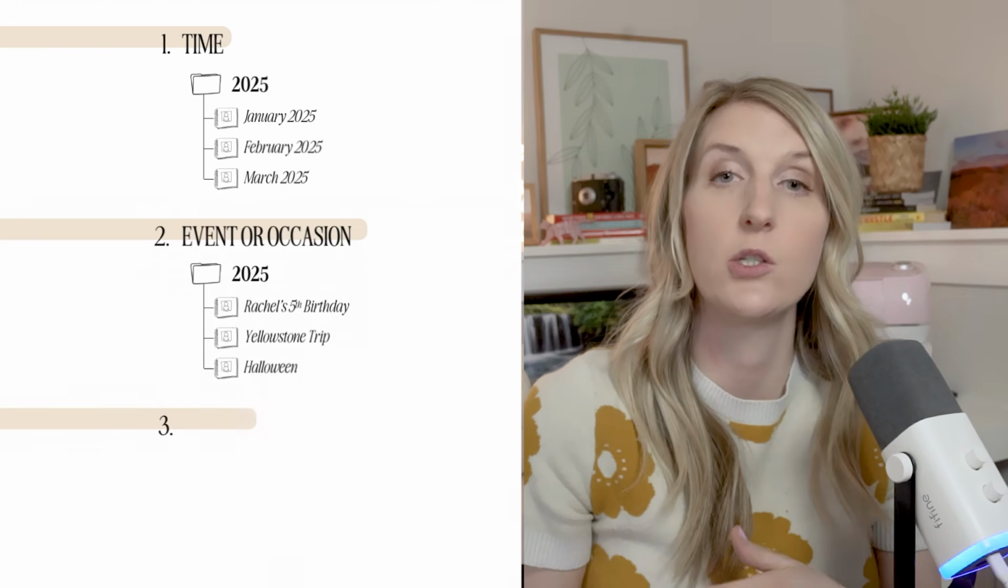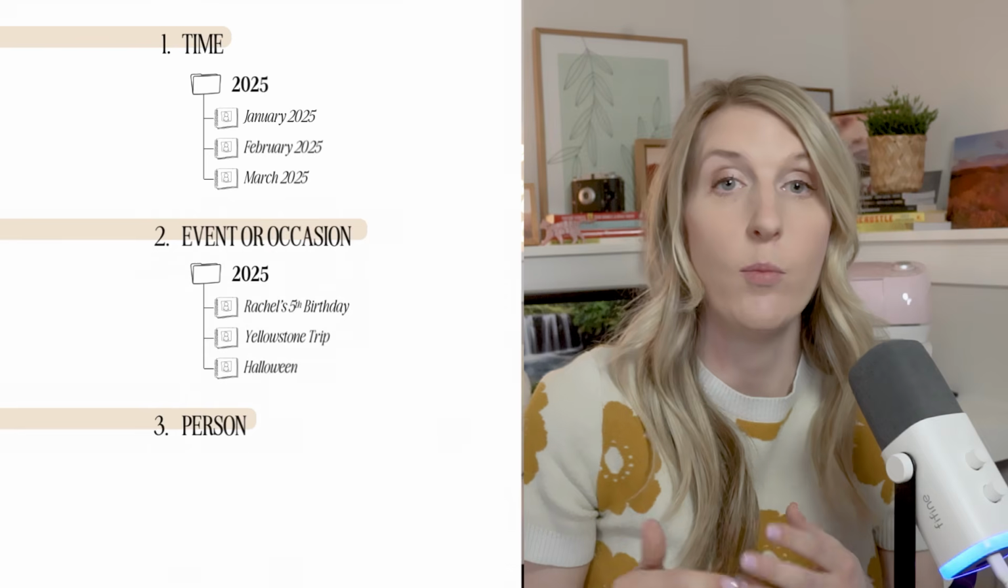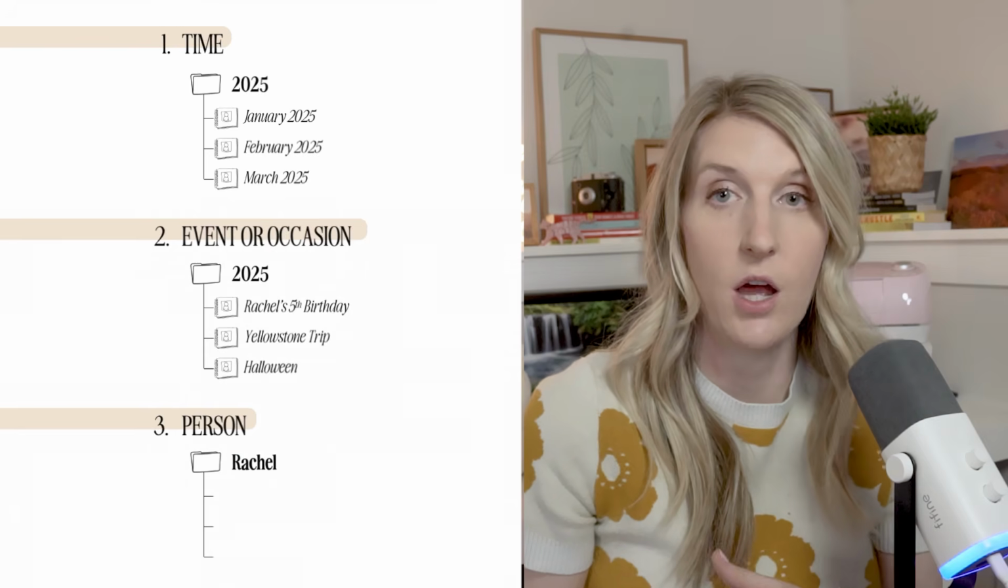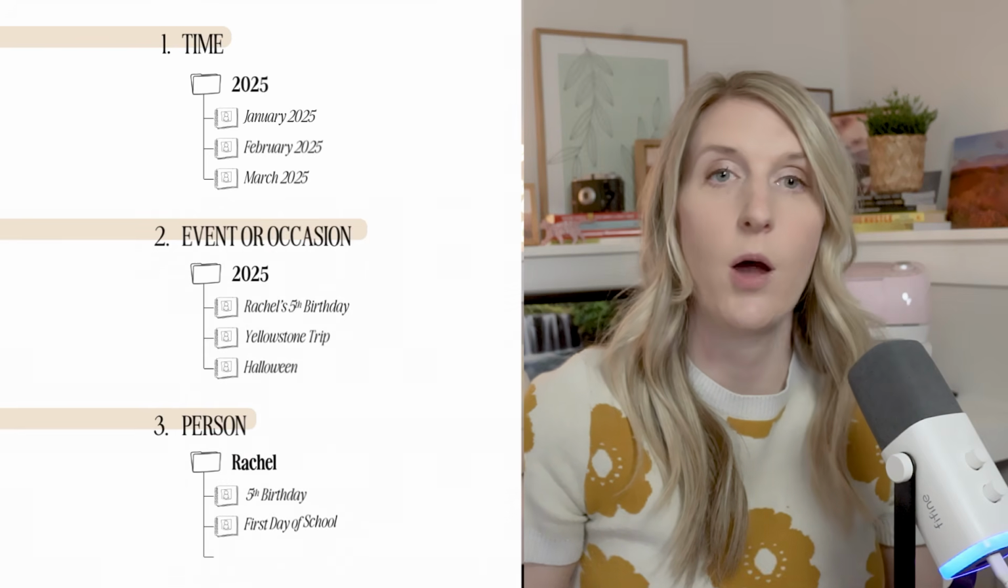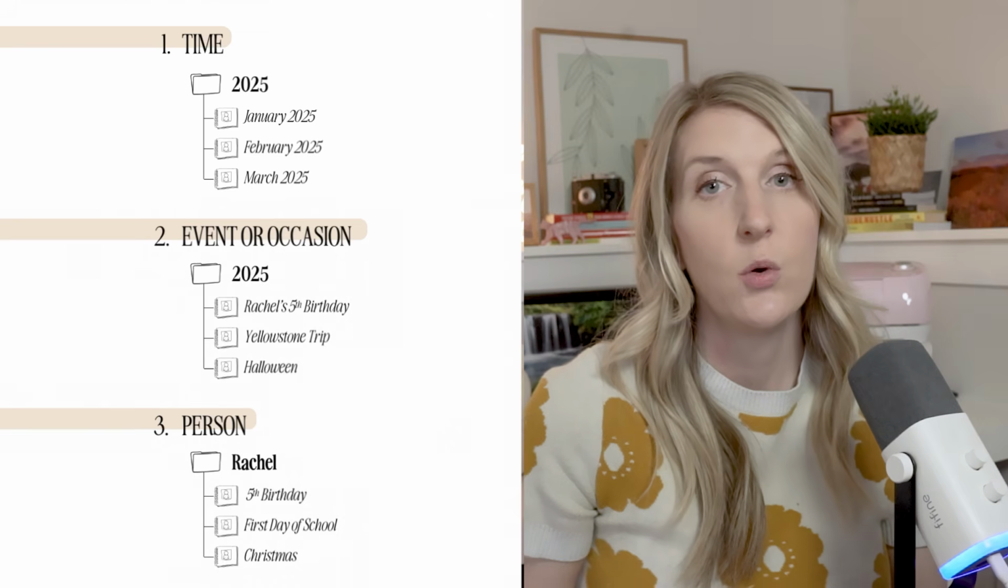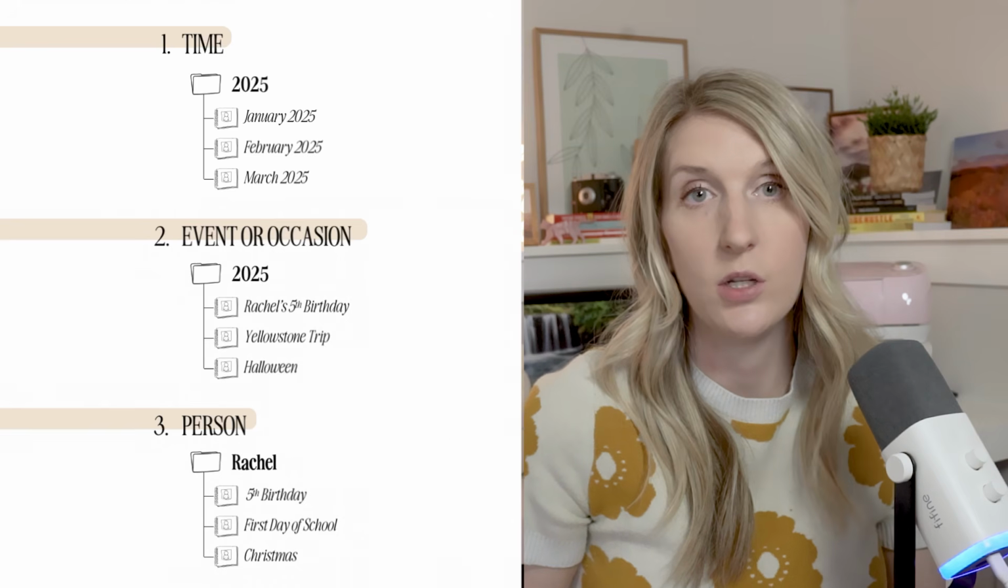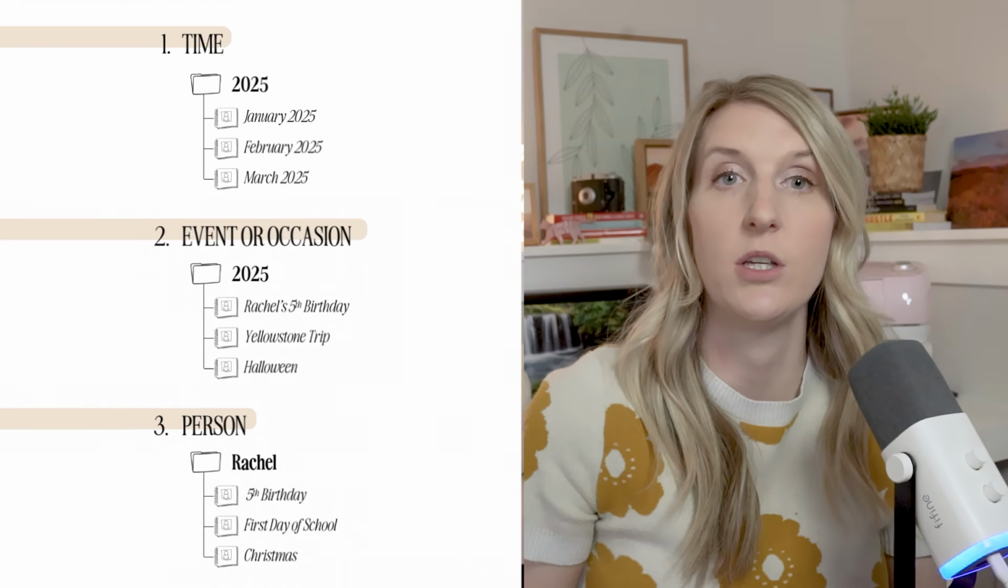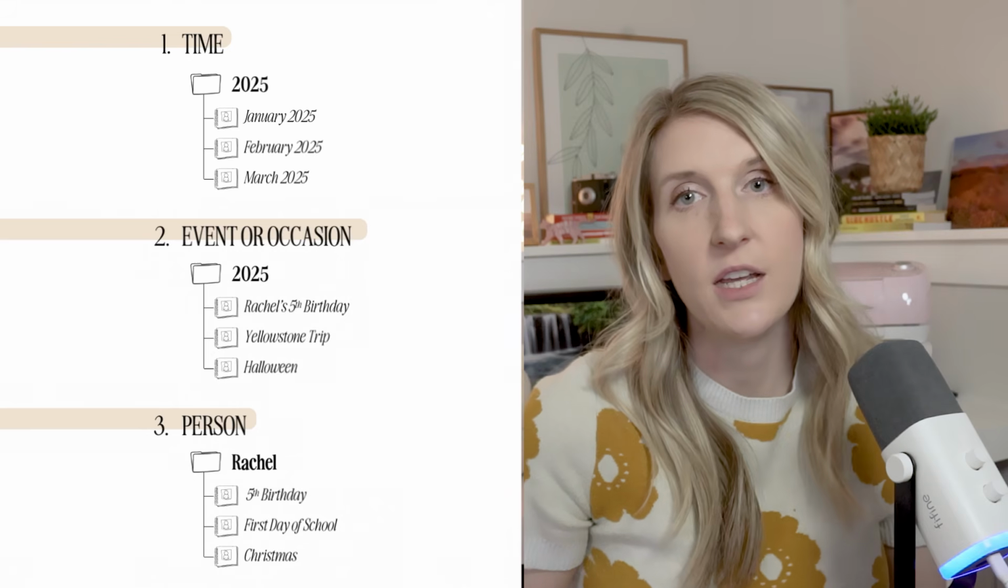Now, the third approach is organizing by person. So you'd have an album or folder for each person you photograph a lot. This works really well if you want to be able to pull up all the photos of a specific person quickly, which is something a lot of people want to do and don't realize Apple Photos actually makes it pretty easy with the people feature. The downside is that it can get complicated if the same photo features multiple people.